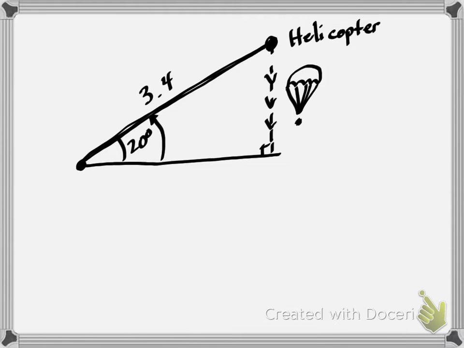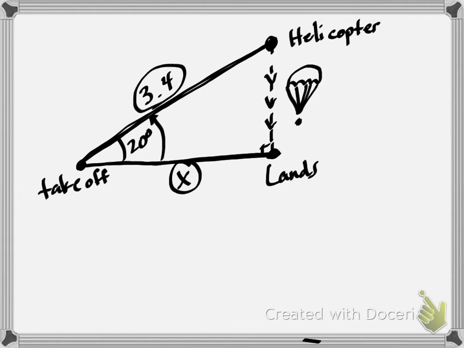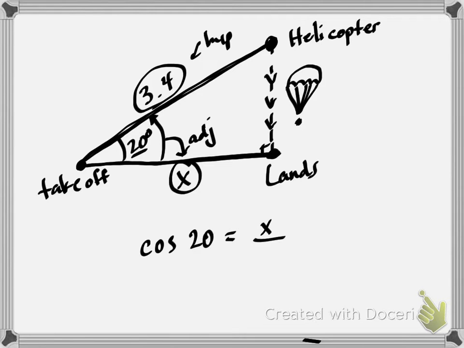How far away is she from where the helicopter took off? So she lands right here. And this is the takeoff location. We want to know how far away she is from the takeoff position. So again, we're looking for the relationship between the side and the hypotenuse with this angle right here. This x is the side that's adjacent, and this is the hypotenuse. And so we're going to use cosine again. The cosine of 20 is equal to the side adjacent, x, divided by 3.4.